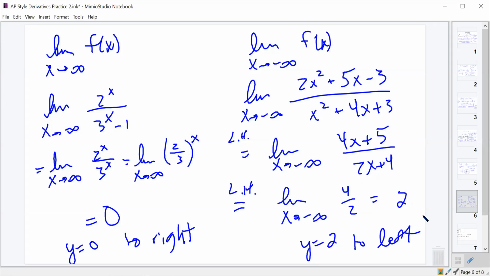So we'd have y equals 2 to the left. I was just gonna say that. What were you gonna say?